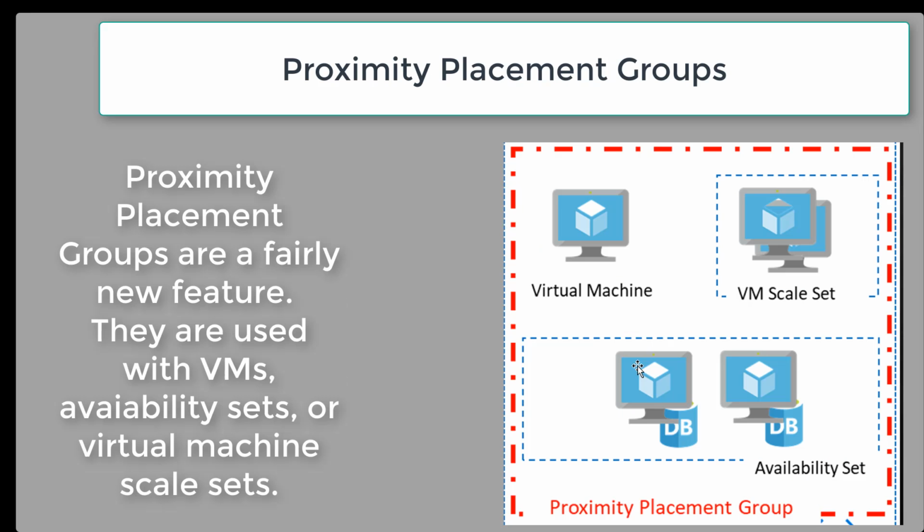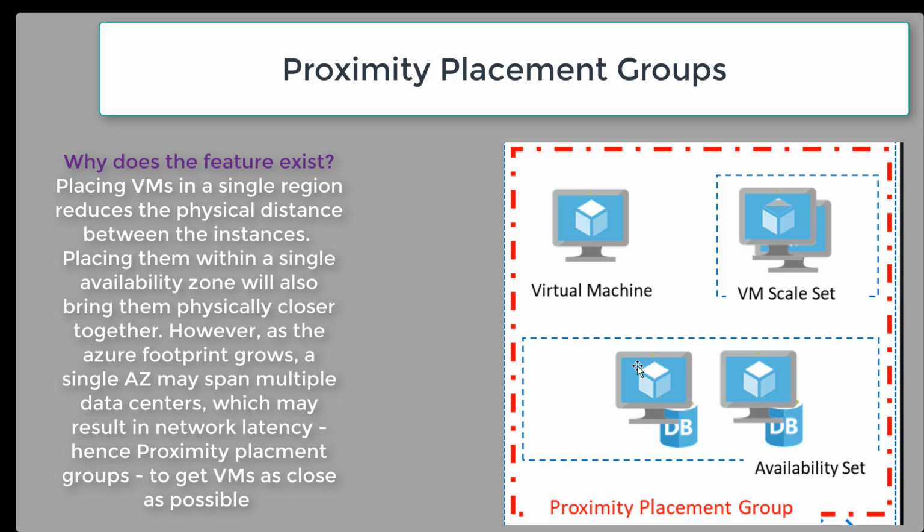Proximity groups are a fairly new feature. They are used with VMs, availability sets, or virtual machine scale sets. Why does this feature exist? Placing VMs in a single region reduces the physical distance between the instances. Placing them within a single availability zone will also bring them physically closer together. However, as the Azure footprint grows, a single availability zone may span multiple data centers, which may result in network latency, hence proximity placement groups, to get VMs as close as possible.